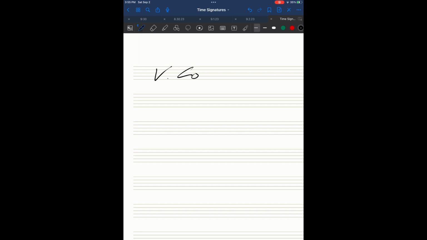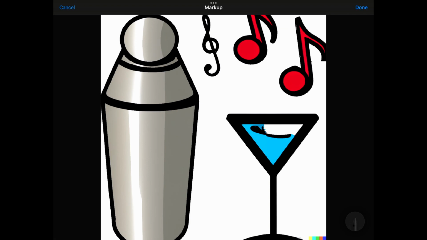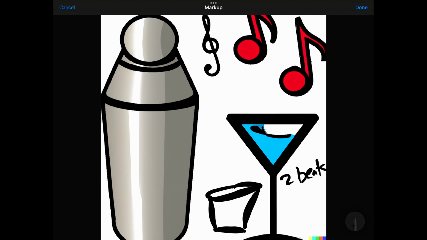And today, I'm going to explain time signatures. This is the rhythmic heart of music. If you're new to this, you're in the right place. Okay, let's kick things off with the basics. A time signature is, basically, the musical equivalent of a drink recipe. It tells you the key ingredients of the song's rhythm so you know exactly how to mix it.